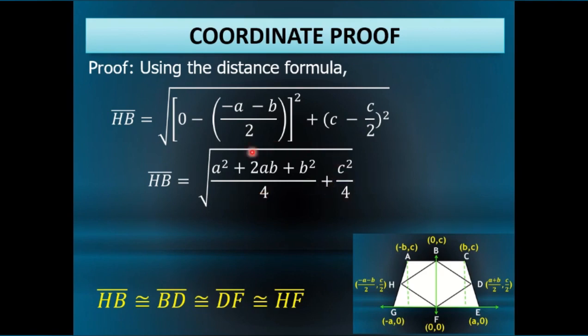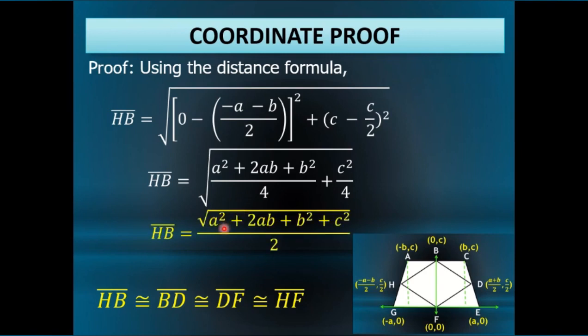And then we can still simplify this one. Since we have here similar fractions, we have common denominator of 4. So we can have a squared plus 2ab plus b squared plus c squared all over 4. And getting the square root, our 4 is a perfect square. So we can get the square root of that. So the length of the line segment HB will be the square root of a squared plus 2ab plus b squared plus c squared over 2.